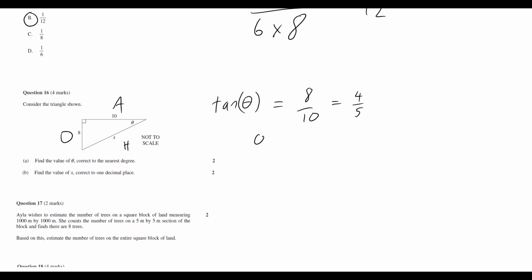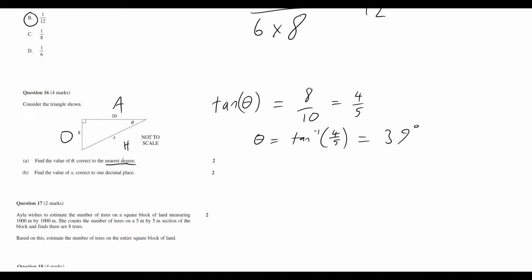Okay, solving for theta, we take the inverse tangent of both sides, and we find that theta is equal to tan inverse of 4 over 5. And when we round that to the nearest degree, as the question is asking, we get that theta is equal to 39 degrees. And that's part A. Okay, part B. Find the value of x correct to 1 decimal place.